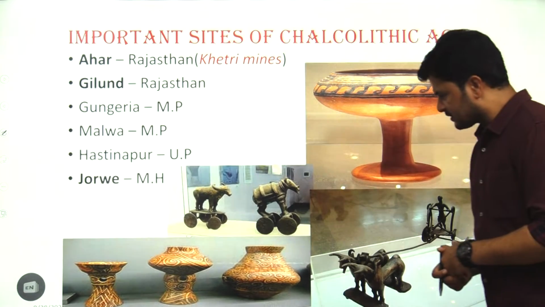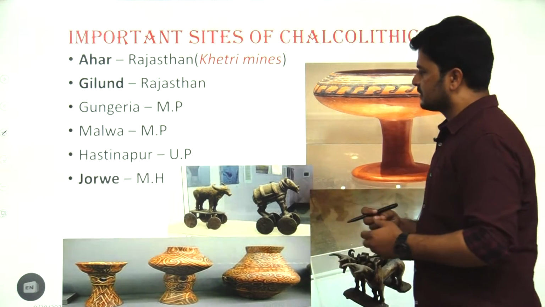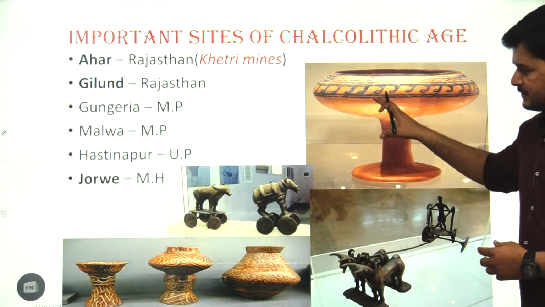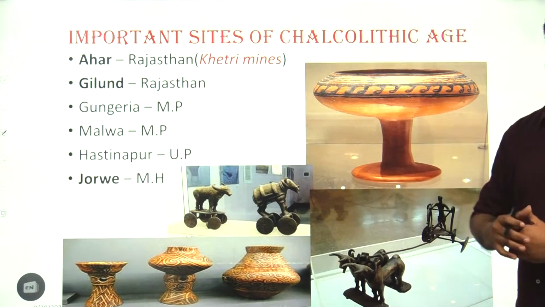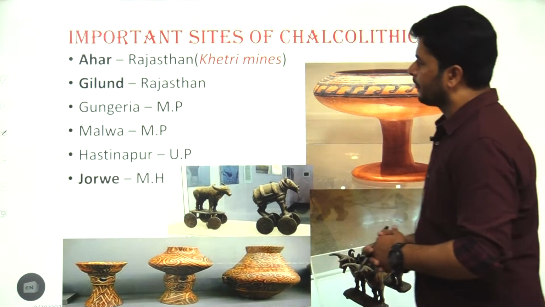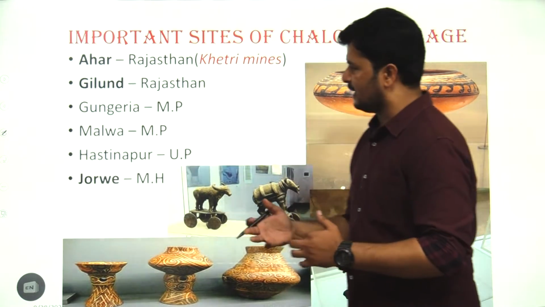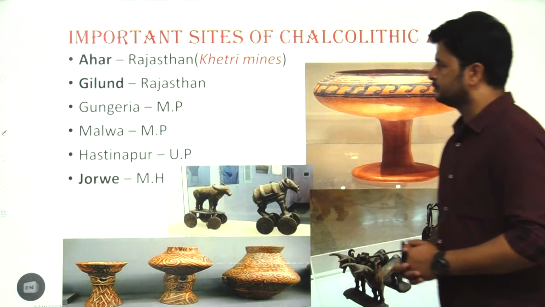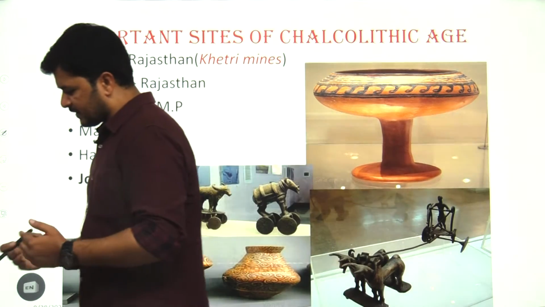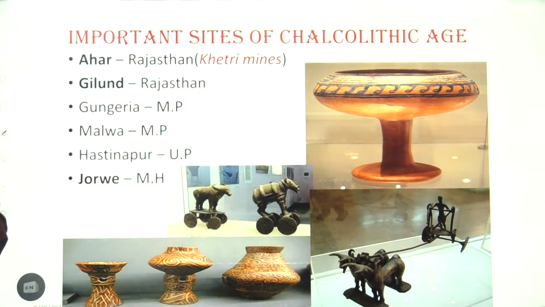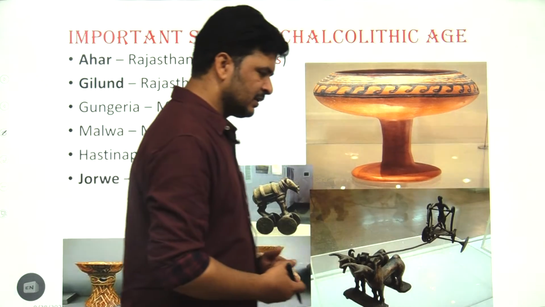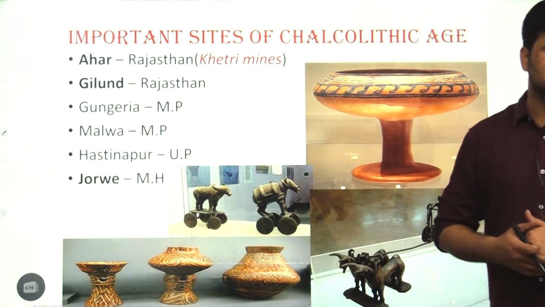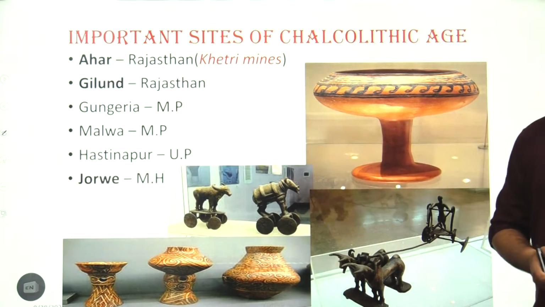During archaeological excavations, we found various tools and implements which are made of copper, and little later we also found bronze and other metals. To begin with, Ahar culture, Ahar site, Rajasthan, please. Ahar is the name of the village today. The significance of Rajasthan is that we found Khetri mines. Khetri mines are known for copper. Just as Kolar mines are known for gold, Khetri mines are known for copper.